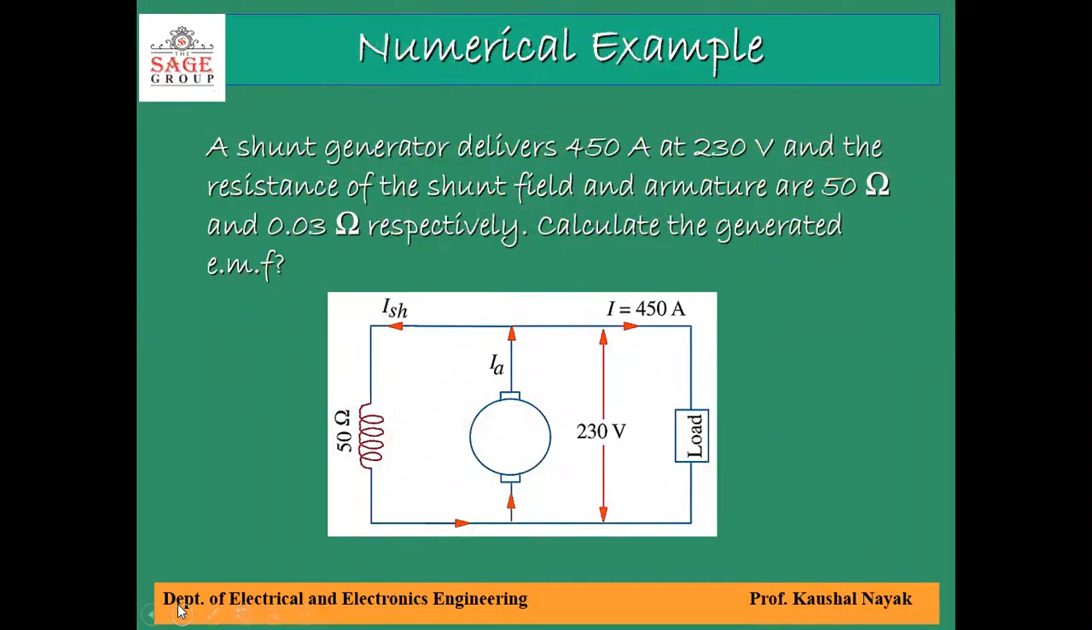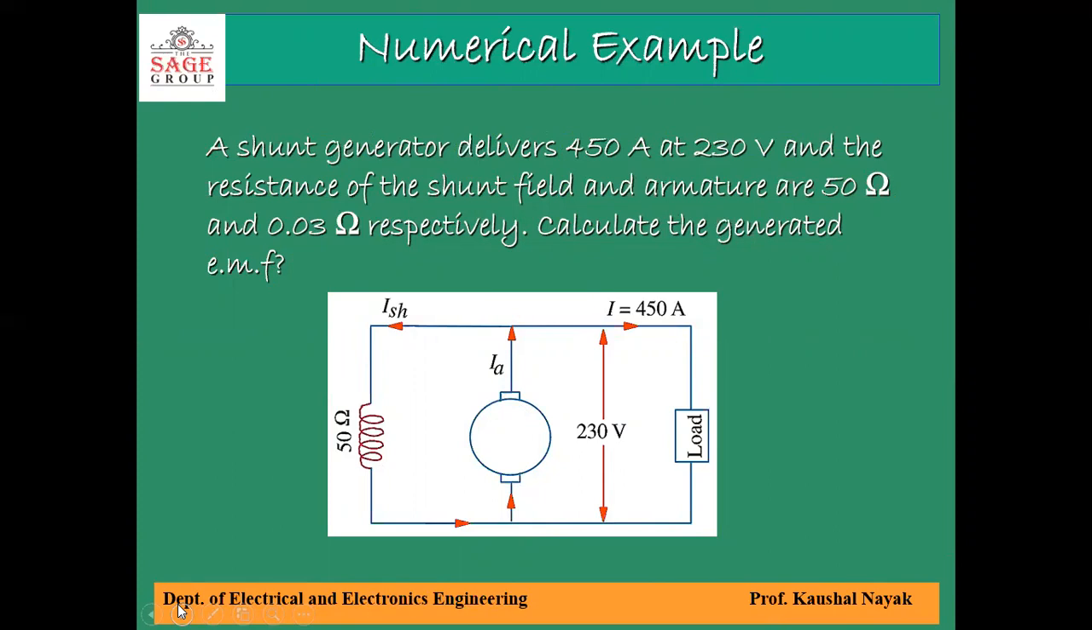A shunt generator delivers 450 amperes at 230 volt, and the resistance of the shunt field and the armature are 50 ohms and 0.03 ohm respectively. Calculate the generated EMF.